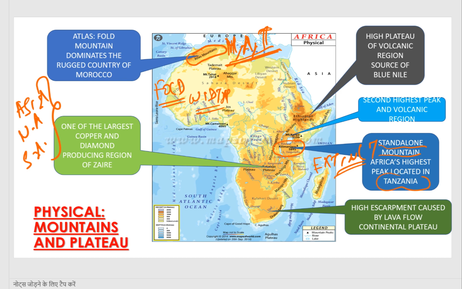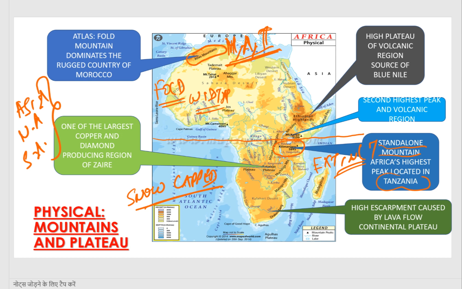And Kilimanjaro is very close to equator. As you can see, equator cuts across this belt. And just south of equator is located Mount Kilimanjaro. In spite of being close to equator, it has snow-capped peaks. In fact, it is the only mountain peak of the world which lies so close to equator but is snow-capped on the top.